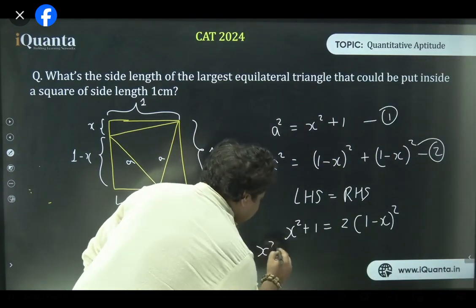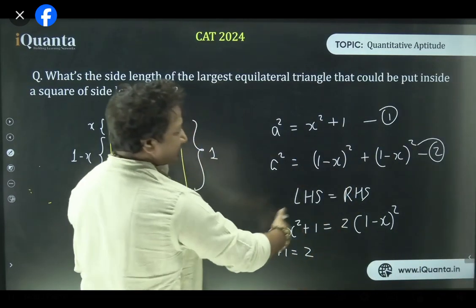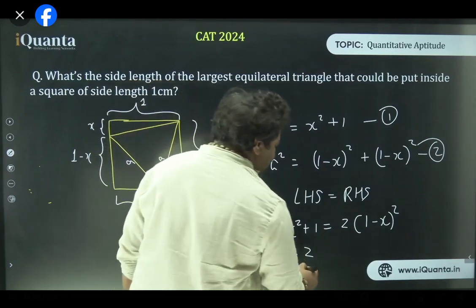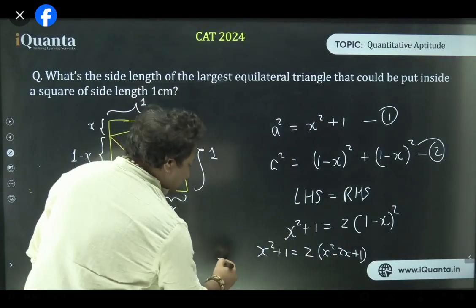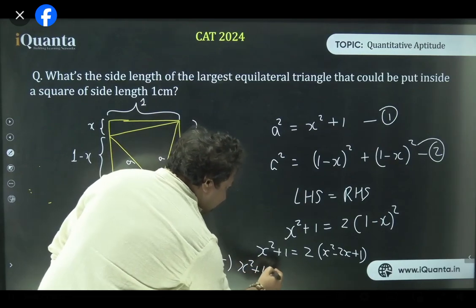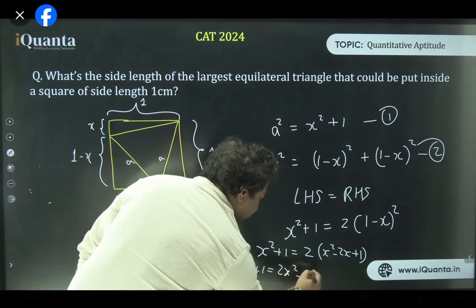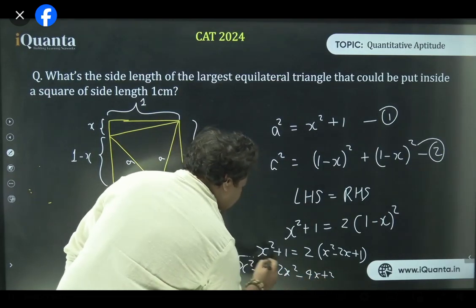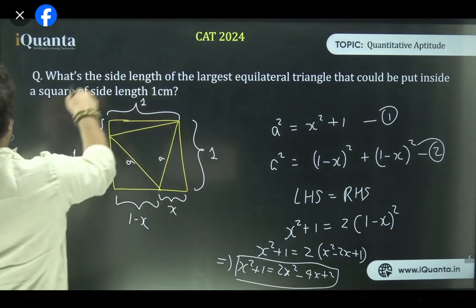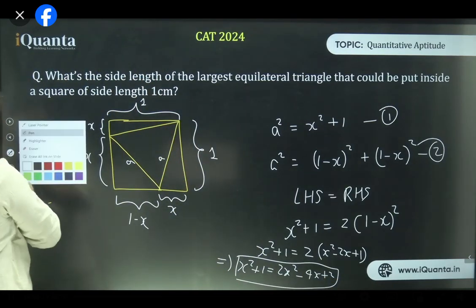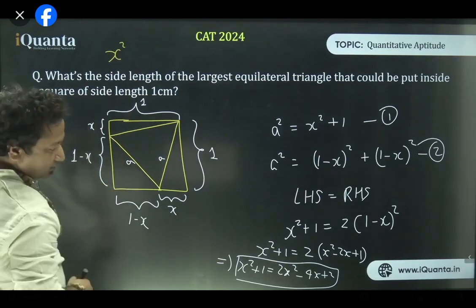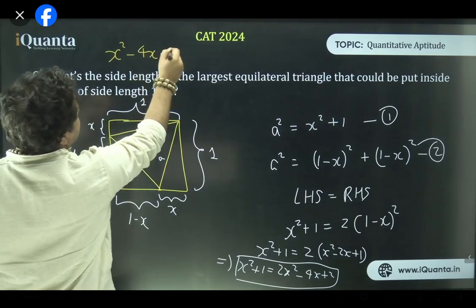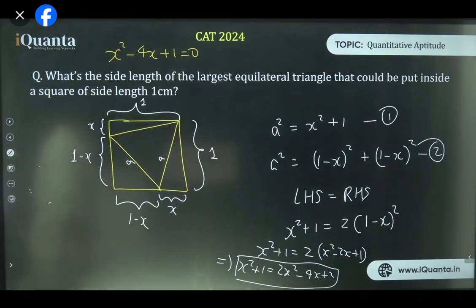So x square plus 1 will be equal to, if I expand it, what do I get? 2 times x square minus 2x plus 1, bracket closed. Let's solve it. So we have x square plus 1 is equal to 2x square minus 4x plus 2. This is what we have. Now I'll use this space by changing the color so that you don't get confused. Okay, let's solve this one. X square goes there. So we have x square minus 4x plus 1 equal to 0. That is what we have in the end.